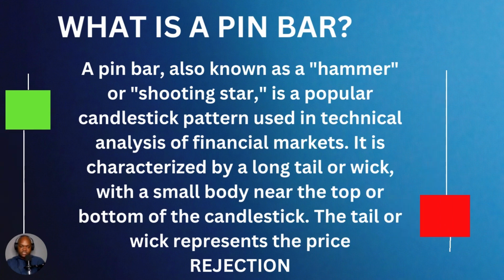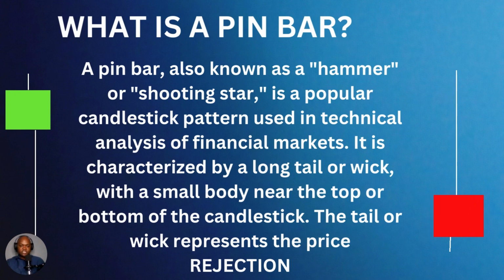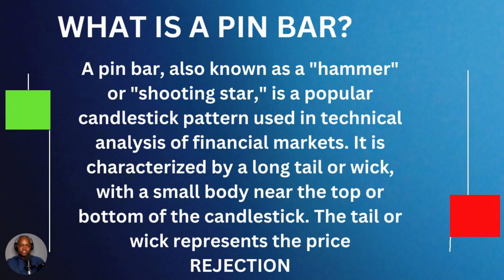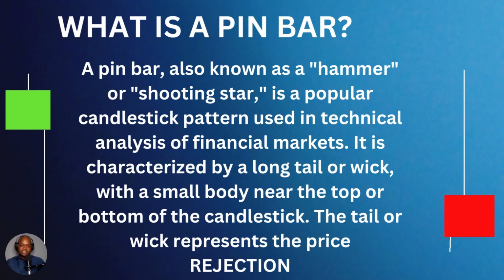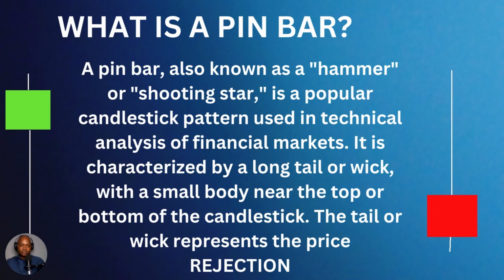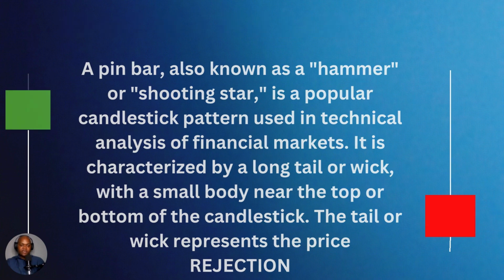Most professional traders normally use a candlestick chart because it shows price action easily. In most financial markets, you'll have access to the candlestick pattern. With a pin bar, the characteristics are that it has a long tail or wick with a small body, and this small body is normally located near the bottom or the top of the candle. The tail or the wick of the pin bar represents the price rejection. So basically, this is what we call a pin bar, a candle with a small body and a long wick.